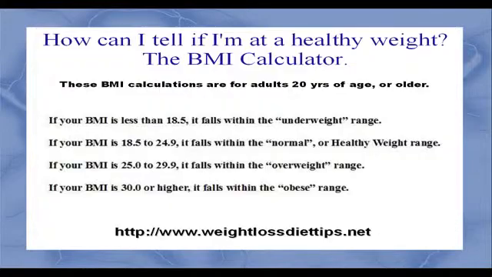The BMI score means the following. If your BMI is less than 18.5, it falls within the underweight range. If your BMI is 18.5 to 24.9, it falls within the normal or healthy weight range. All the way up to, if your BMI is 30.0 or higher, it falls within the obese range.